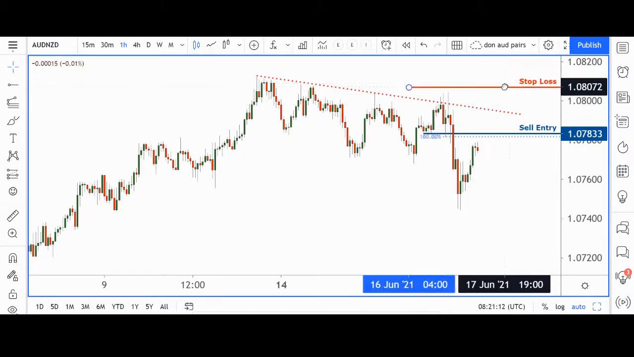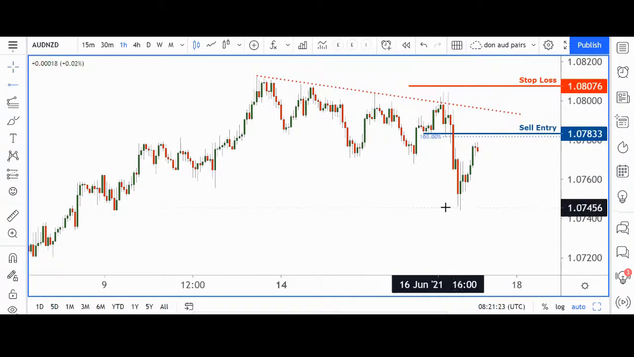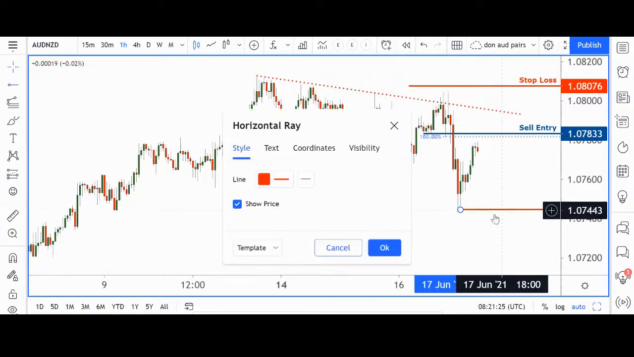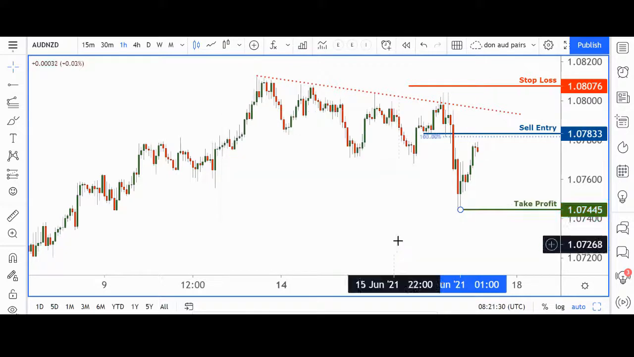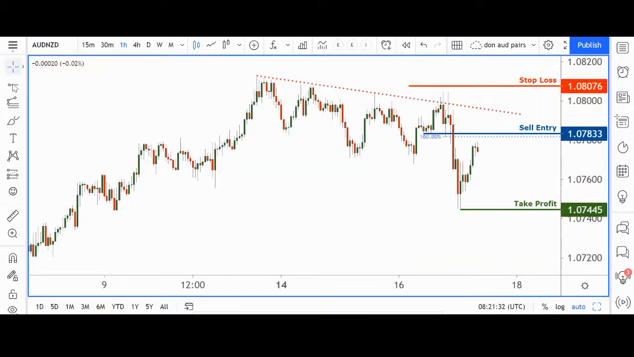So I'll just put it slightly above those highs, in case the market comes all the way up here and reverses. I don't want to be stopped out and reversed, so I just give myself a little bit of breathing room. For my take profit, it will be very simple, at this low over here. I'll change that to my take profit. So that's my possible take profit level.